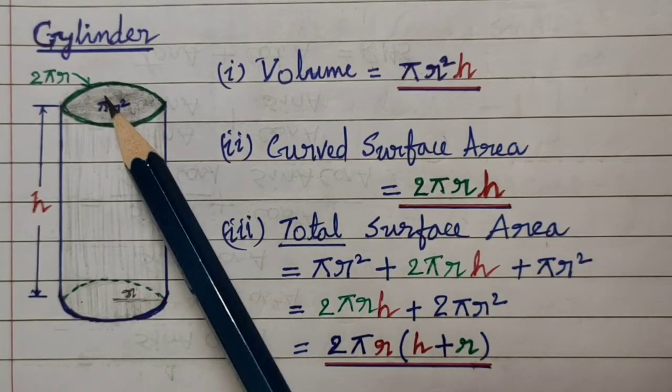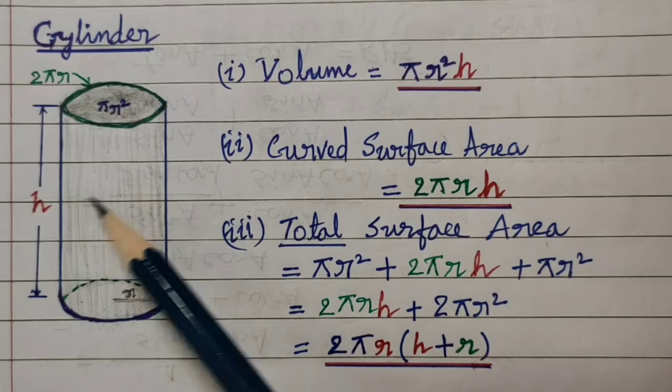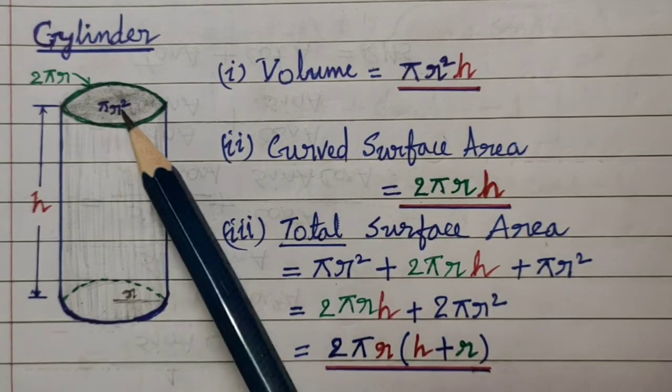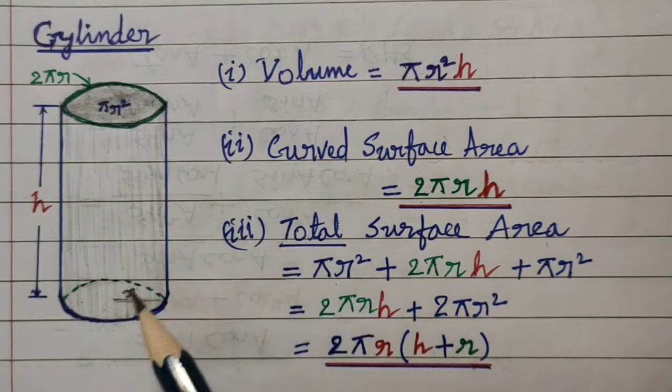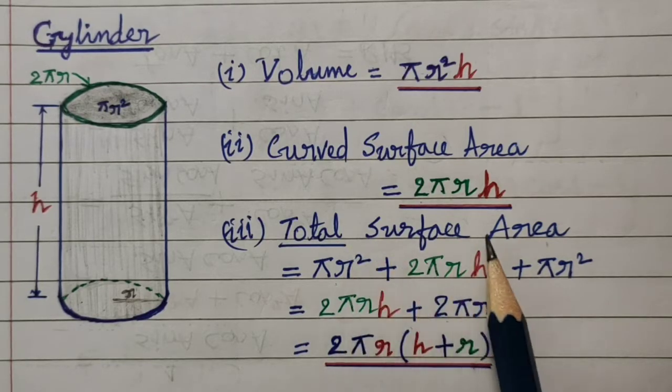That means the top is pi r square, the bottom is pi r square. Just now we found that the curved surface area is 2 pi r h. Pi r square plus 2 pi r h plus pi r square gives 2 pi r h plus 2 pi r square, which is equal to 2 pi r into h plus r. This is the total surface area.